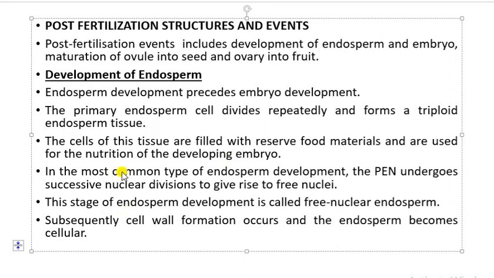Now, in case of the most common type of endosperm development, the PEN, that is primary endospermic nucleus, will undergo successive nuclear divisions and give rise to free nuclei. At this particular stage of the endosperm development, various free nuclei will be formed, and hence it is known as free nuclear endosperm. Subsequently, after the formation of free nuclei, the cell wall formation takes place and the endosperm will become cellular in nature.